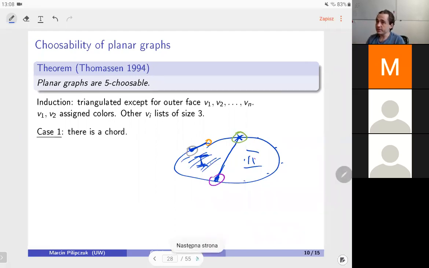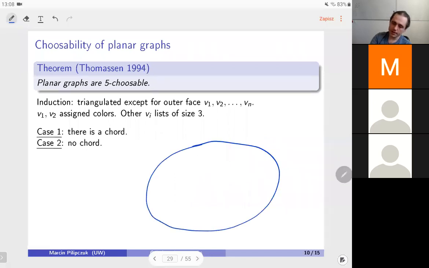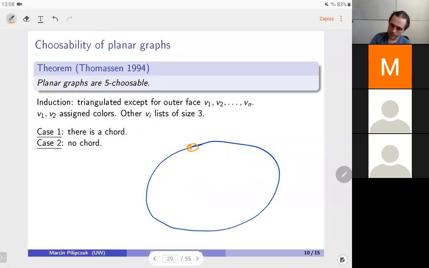So let's go to the second case. This chord might not exist. So there's no chord. What does this picture look like? Let's draw a big figure. There was the orange vertex and the gray vertex up there on the boundary.